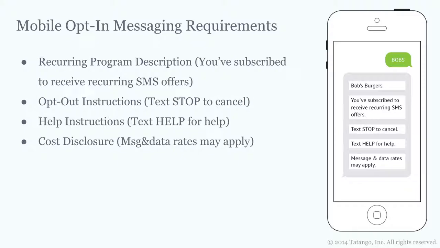Then you also have to do a cost disclosure. This is the message and data rates may apply. This simply means that if you pay per text message, you're going to be charged per text message. That's it. So when you're doing a mobile opt-in message, when a customer opts in, those are the 4 things, in addition to the 5th thing, the business name, Bob's Burgers, that you have to include in the message.